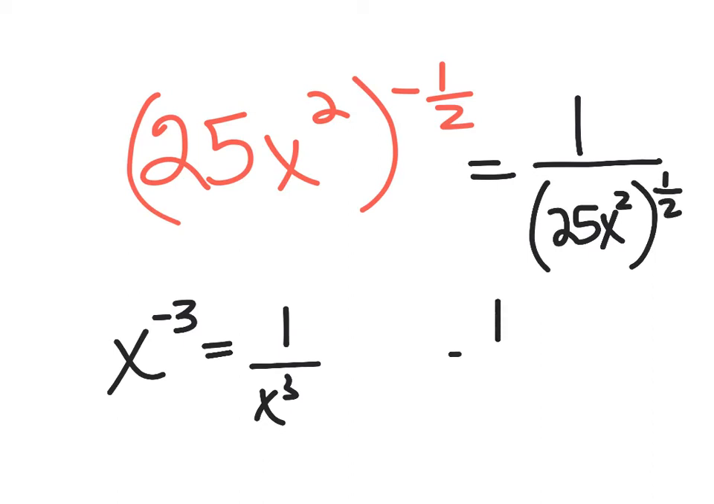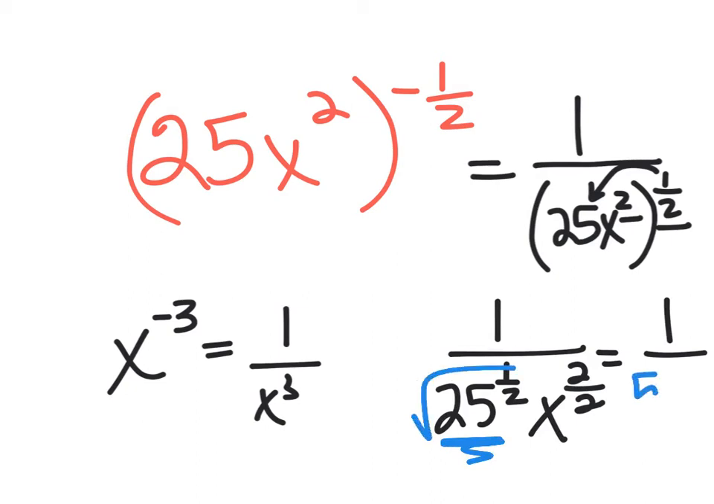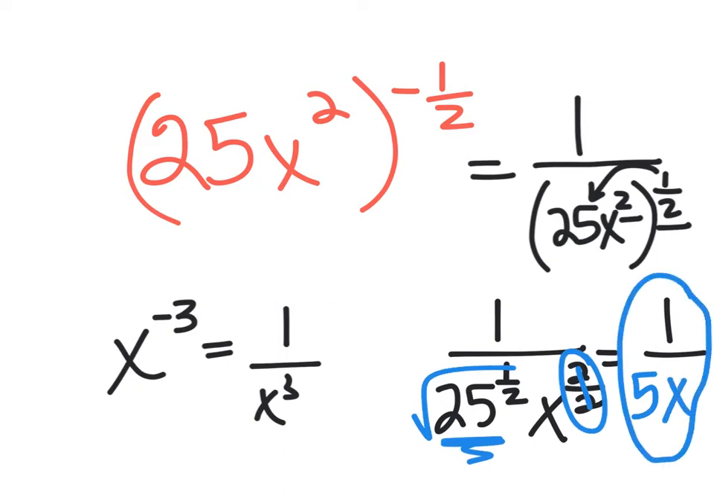So I'm going to do 1 over 25 to the 1/2 power. And for the x part, I'm going to do 2 times 1/2 because it's a power to a power, and I end up with 2 over 2. Now let's simplify that a little more. 25 to the 1/2 power is just square rooting 25, which ends up being 5. And 2 over 2 is the same as 1, so I just end up with x. My final simplified answer is 1 over 5x.